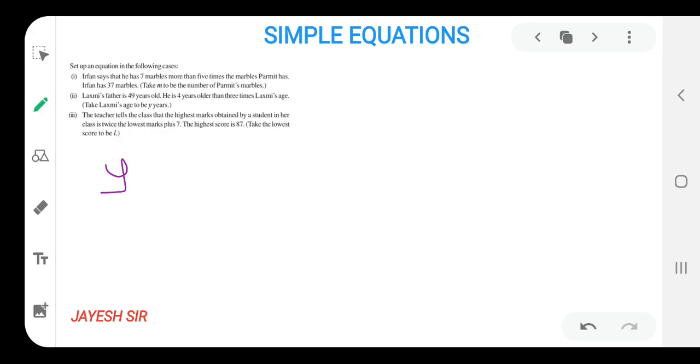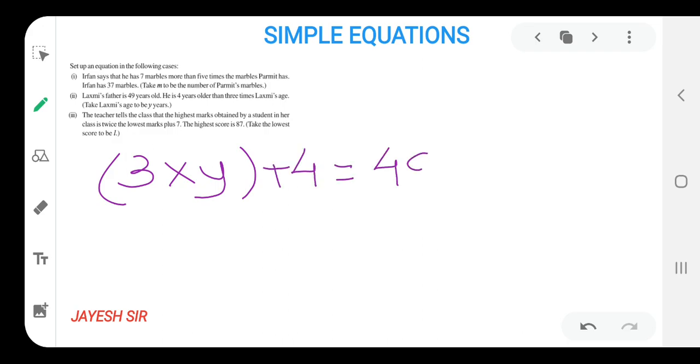Yes, 3 times the age of Lakshmi. What would be the 3 times? Lakshmi's age is y years, so 3 times Lakshmi's age would be 3y. And he is 4 years older. That means if we add 4 over here, we'll get the value 49, because his father's age is 49. So the equation we have formed is 3y plus 4 equals 49. I hope you all might be getting it, friends. So this was the easier type of sum.